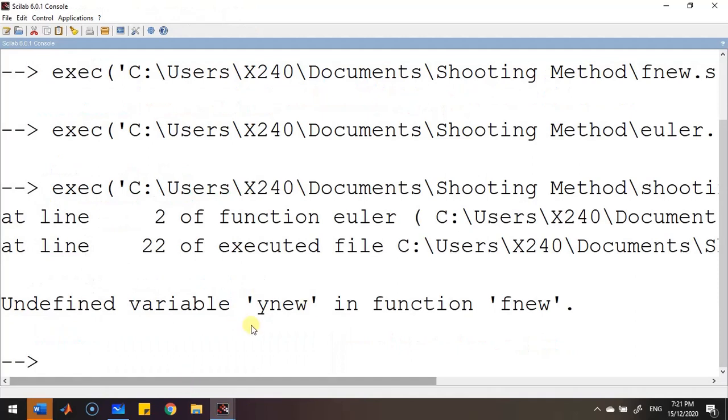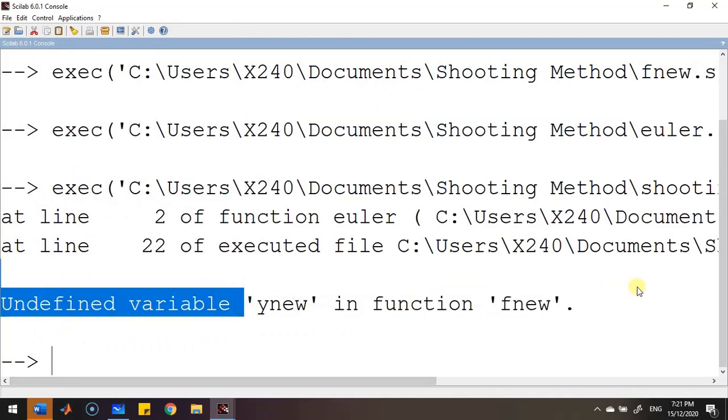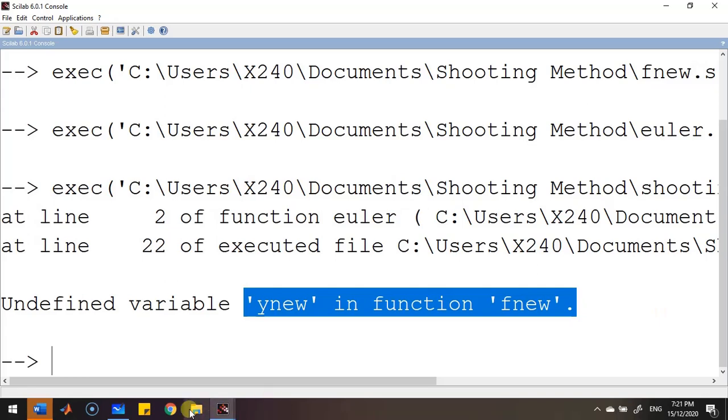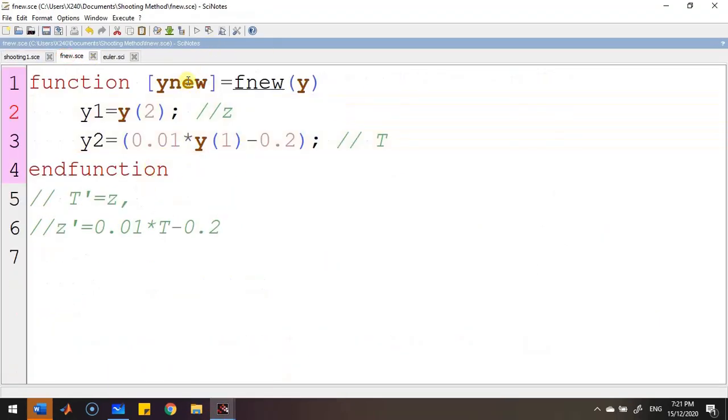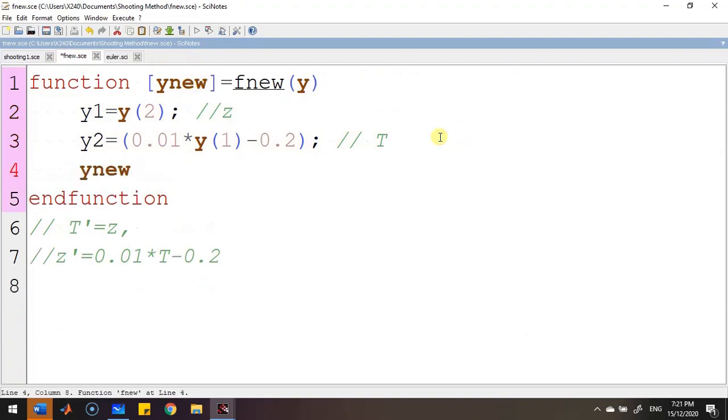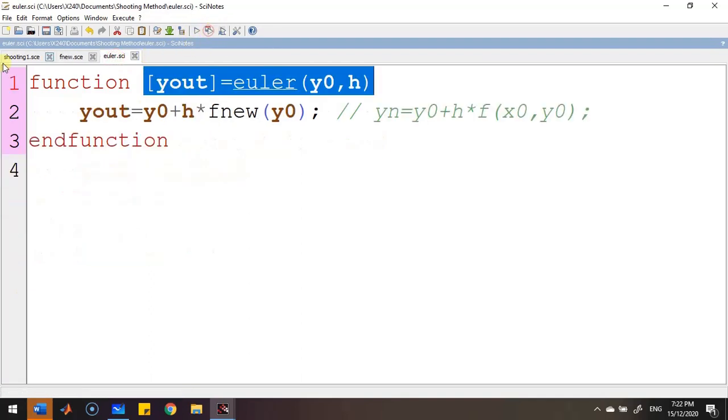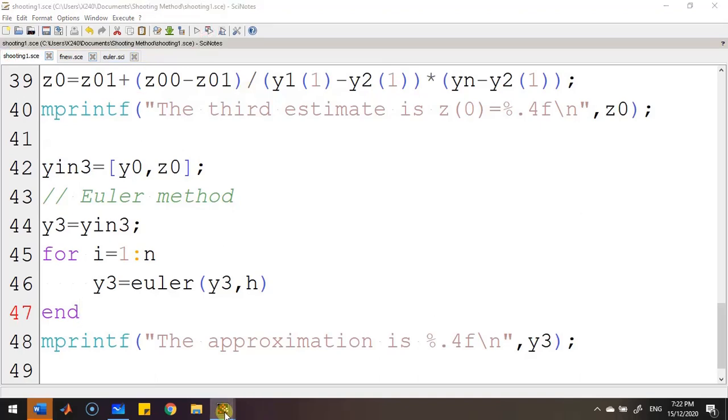Let's see what I get. There are so many problems here. It says y new is undefined, so let's look at my f new function. Obviously I don't have my y new here, so I need to define it. My y new consists of my y1, y2. I missed that part. Now I have y new, so save and press the execute button. Press the Euler button again and then the shooting method. Let's see what you get.